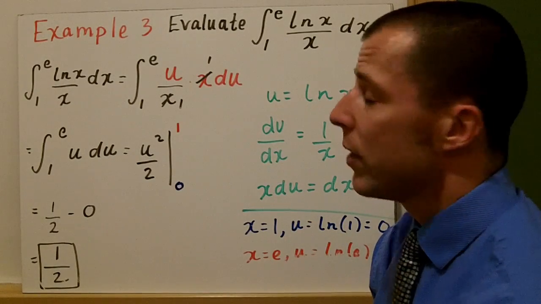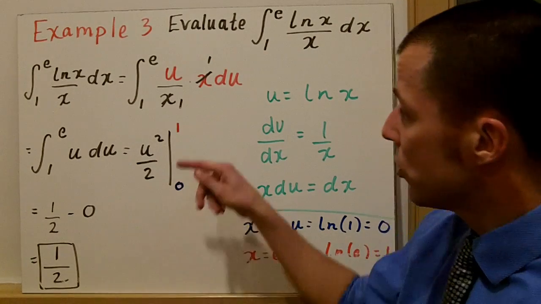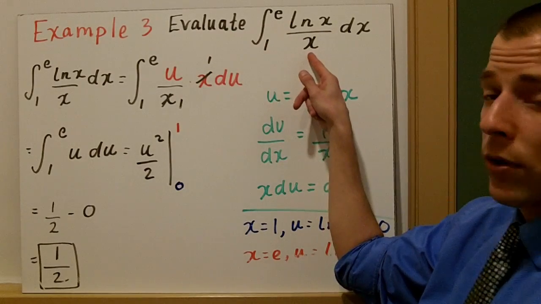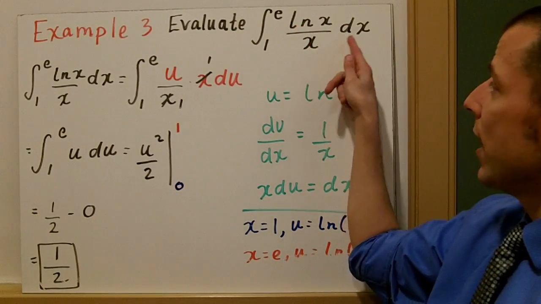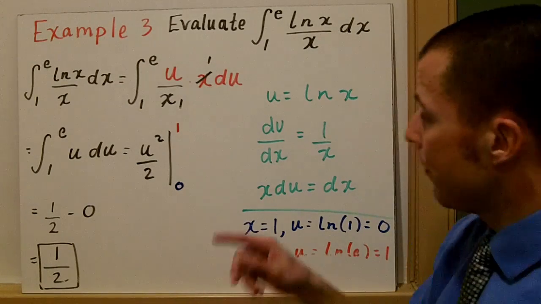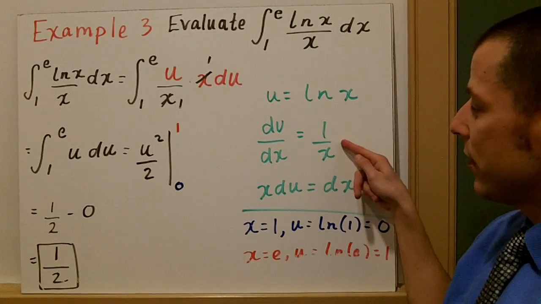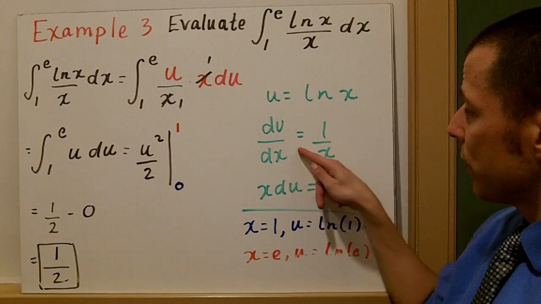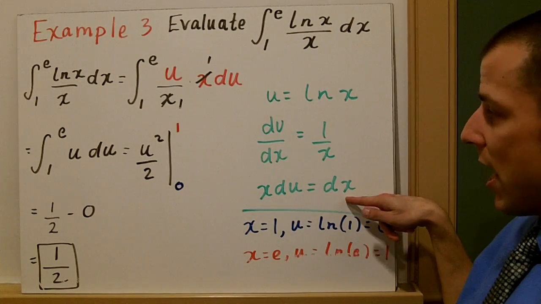So when we look at another example of using rule number 2, switching the lower and upper sum, we're going to evaluate this integral from 1 to e of the natural log of x over x dx. So again, I pick u, and I'm picking u to be the natural log of x. That derivative is 1 over x. Solving for dx, I get x du equals dx.